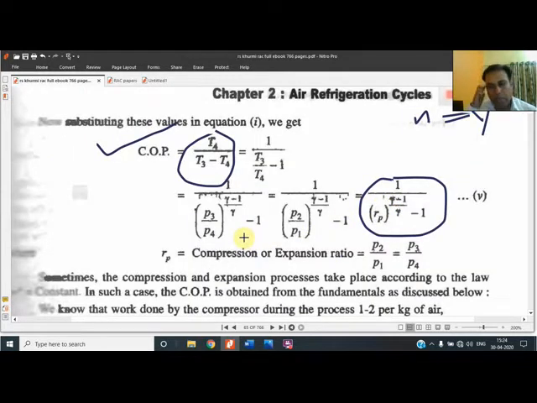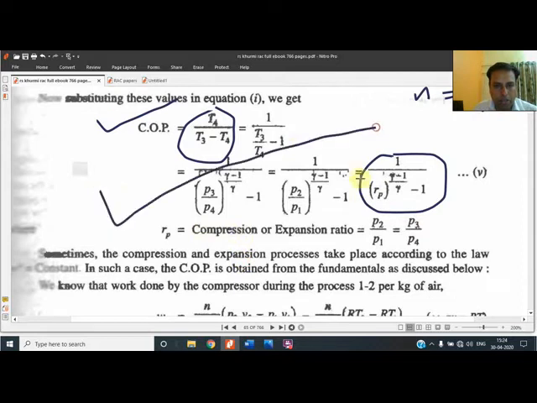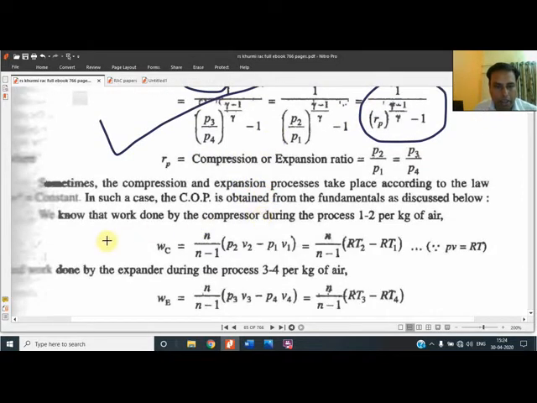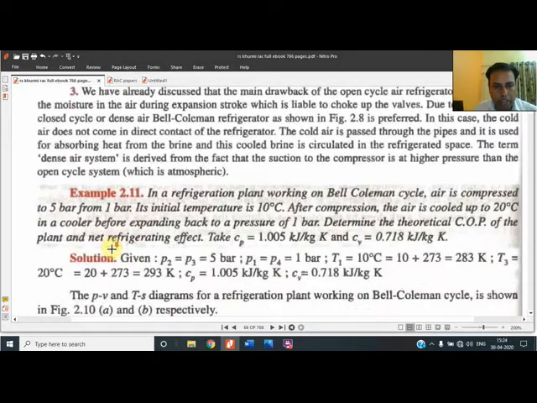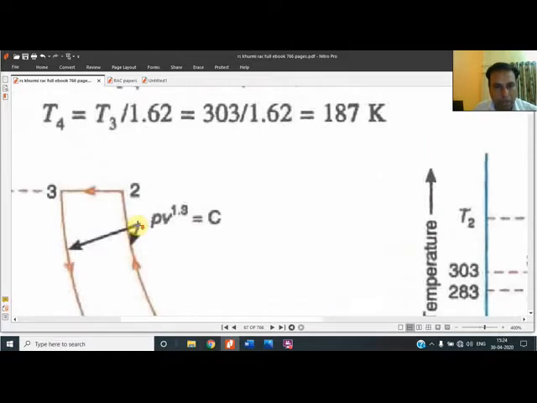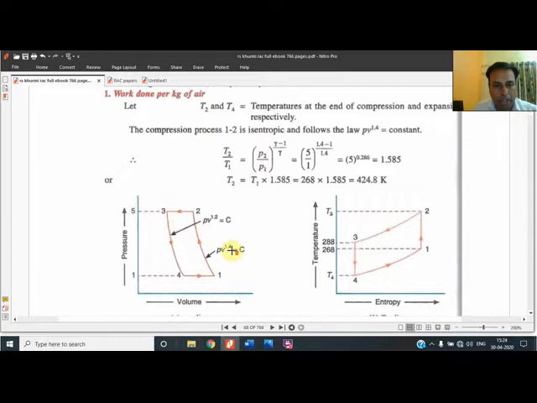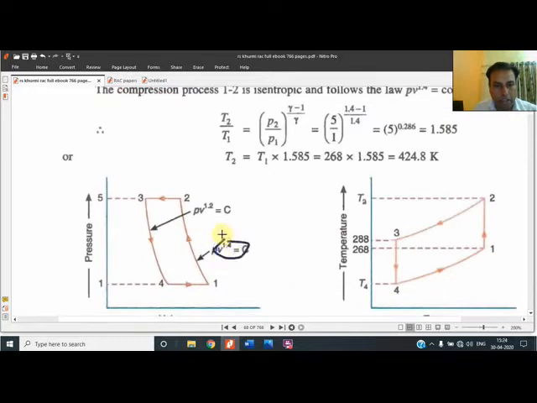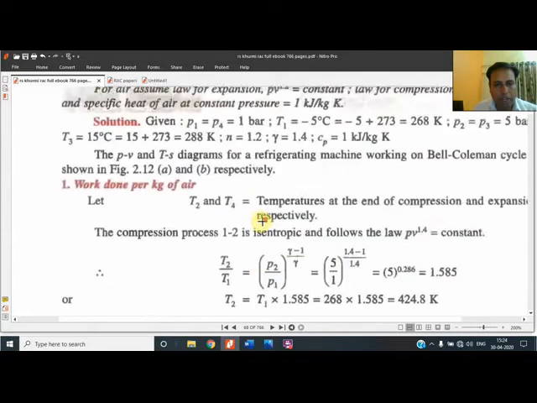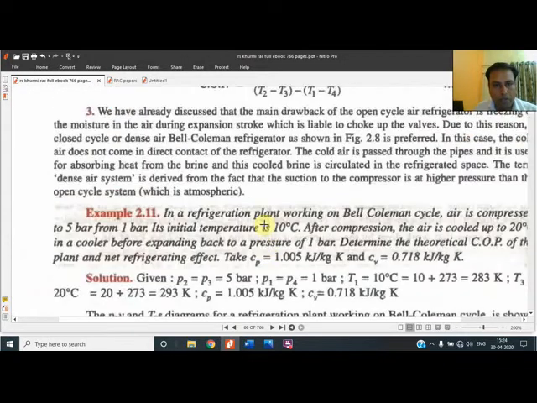One question on this simple COP formula is given in your examples also. I will discuss it. The first example is on this formula only. But what happens when expansion and compression take place by some other relation, meaning this is not PV to the power gamma, it is something else, like PV to the power 1.3? In this question a difficulty will be there, because expansion and compression may both be by the same index, meaning if it is 1.4 then both should be 1.4.